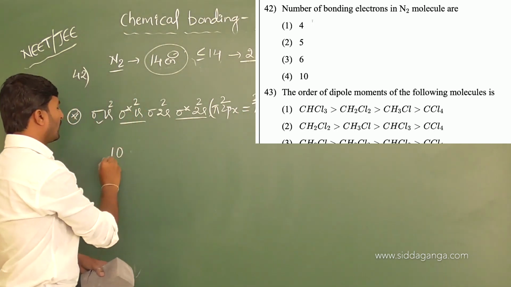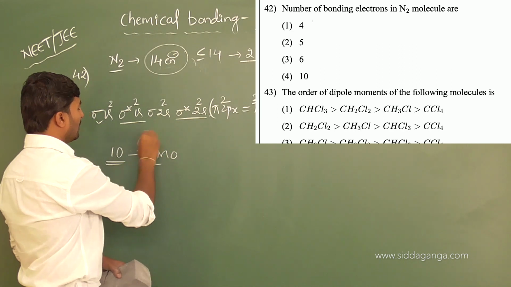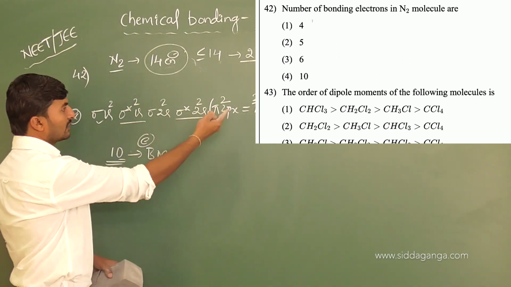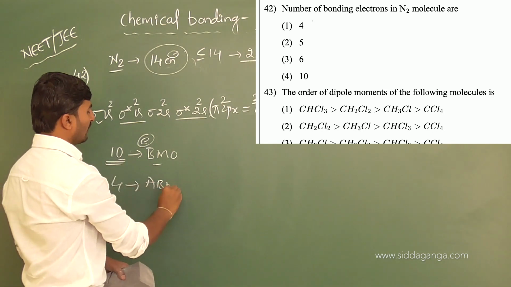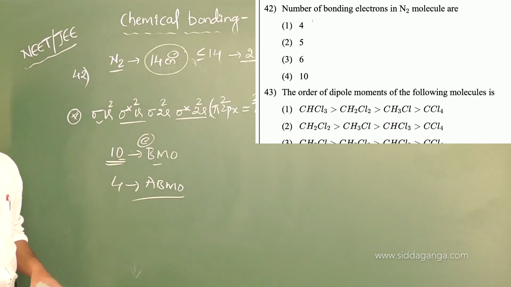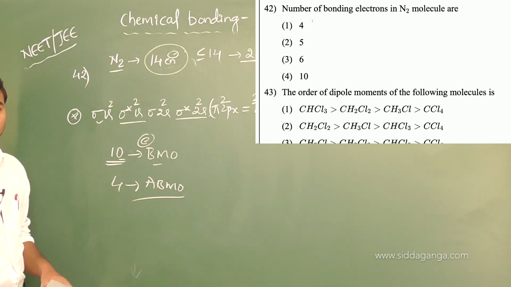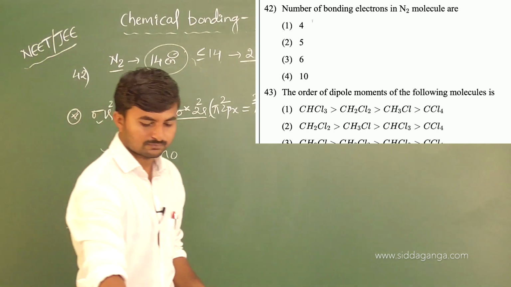How many electrons are in the bonding molecular orbitals? 10. And in the anti-bonding, the remaining 4 are in the ABMO. Which is the correct option then? Option 4 will be the correct option. The number of bonding electrons in N2 is 10. Okay, next.